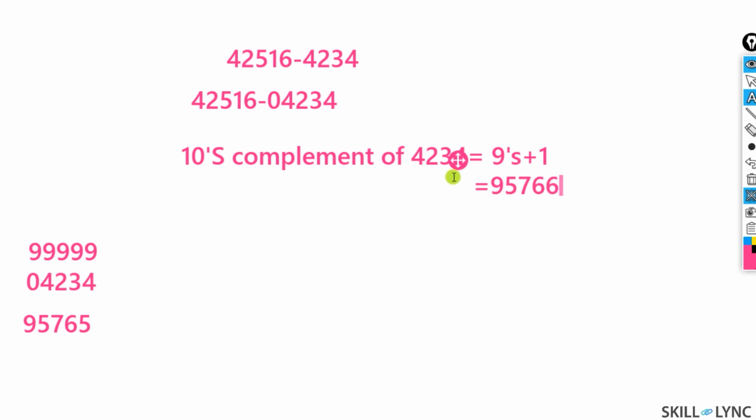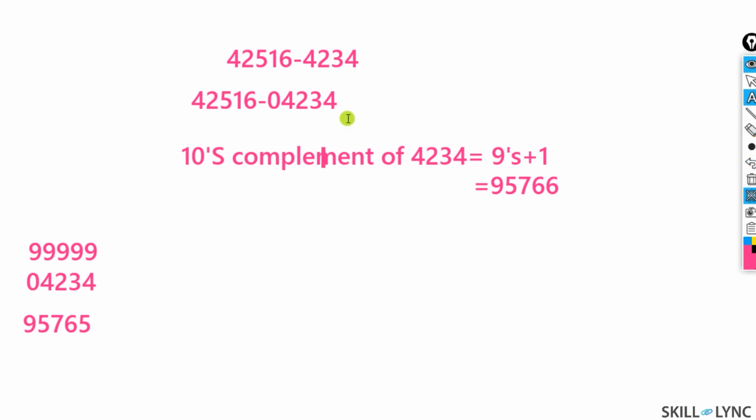Or the second method to find 10's complement is to subtract from 100000, that is 1, 0, 0, 0, 0, 0, minus 04234. You can do it directly also. It's up to you whether you go with 9's complement plus 1, or directly take 10 to the power 5, since there are 5 digits, then subtract the same number as per your wish.